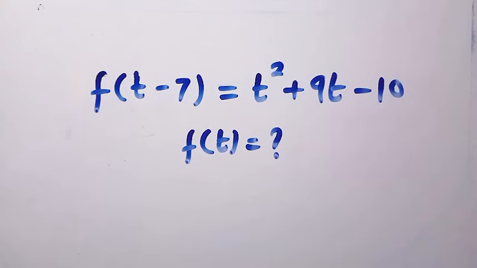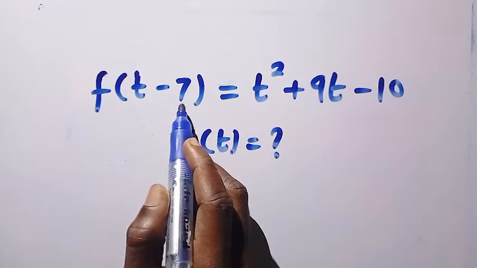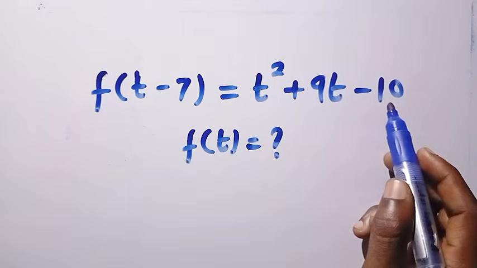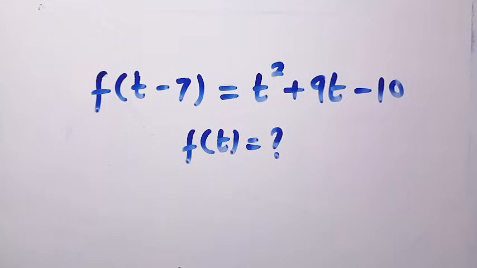How to solve these nice functional equations. I'll be solving two different questions in this video. So here is the first one. f of t minus 7 equals t squared plus 9t minus 10. And what is f of t only?